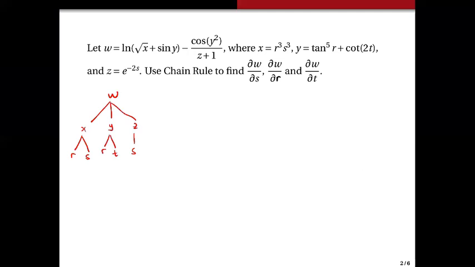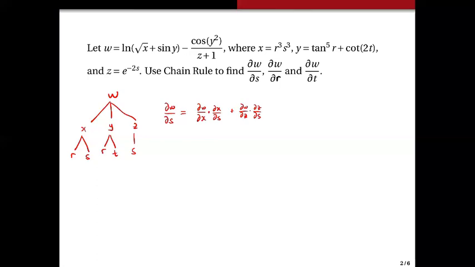So if we want partial of w with respect to s, we will need the partial of w with respect to x, because we have the s under x, so we pass through that in order to get to w. On the y, we don't have an s, so we won't need the y part here. And the z only has s, so we will need the z. Therefore, we will have partial w with respect to x times partial of x with respect to s, plus partial w with respect to z times partial z with respect to s.